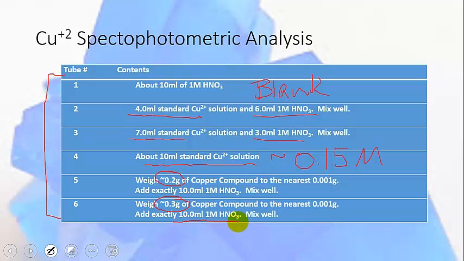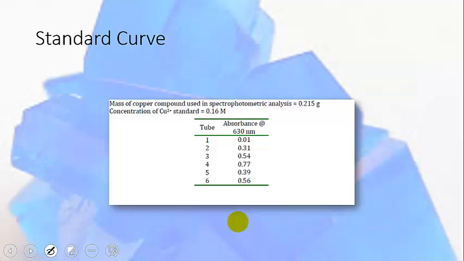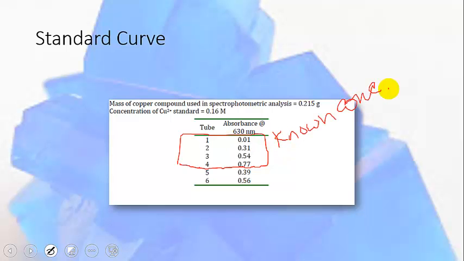So now you have 6 different test tubes. You will fill up 6 cuvettes and measure them on the spectrophotometer. So here's sample data of the absorbance readings for each of these test tubes. The first 4 are of known concentration. The concentration of tube 1 is 0. I'm going to put molarity here.